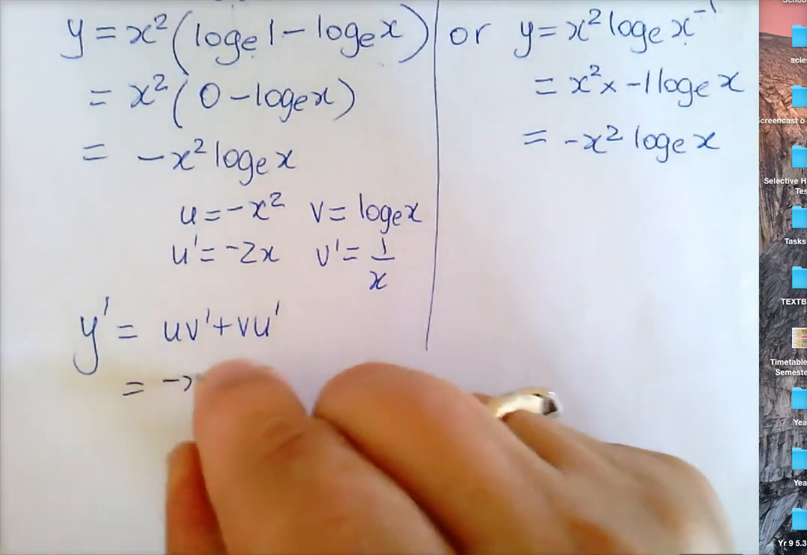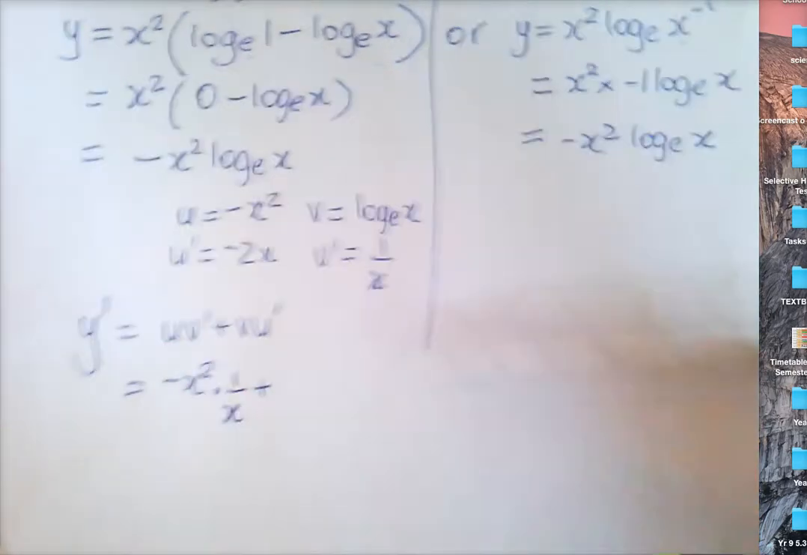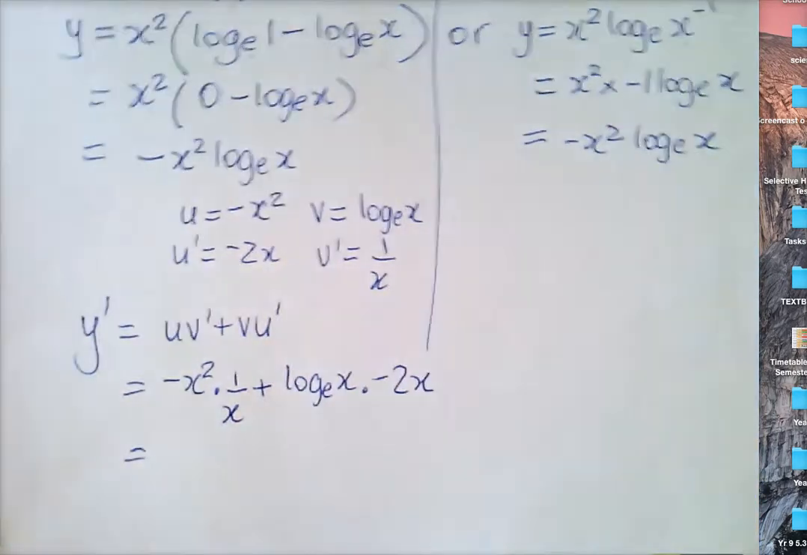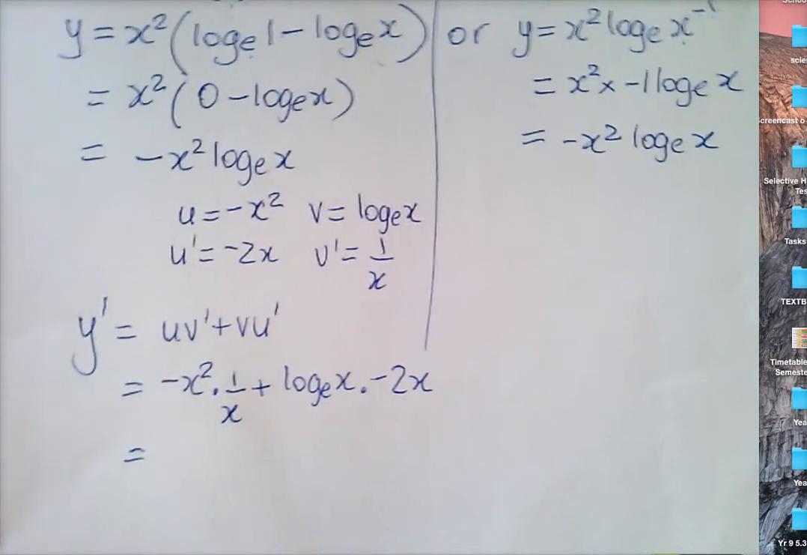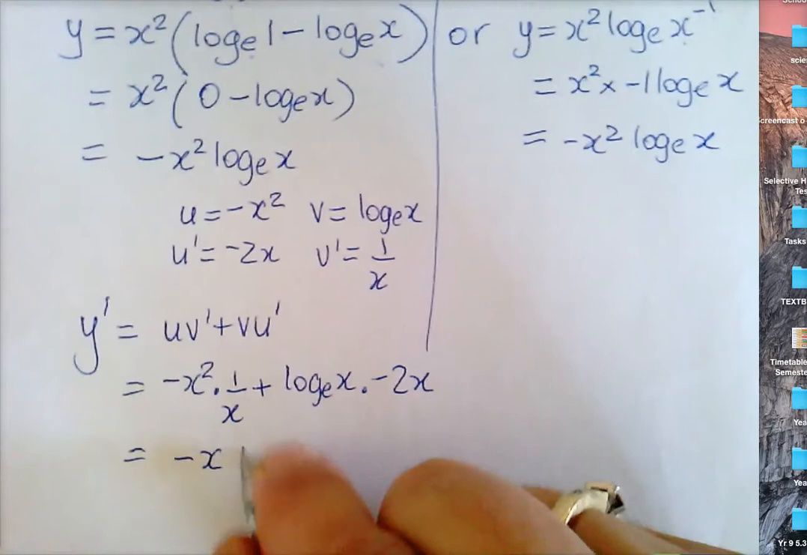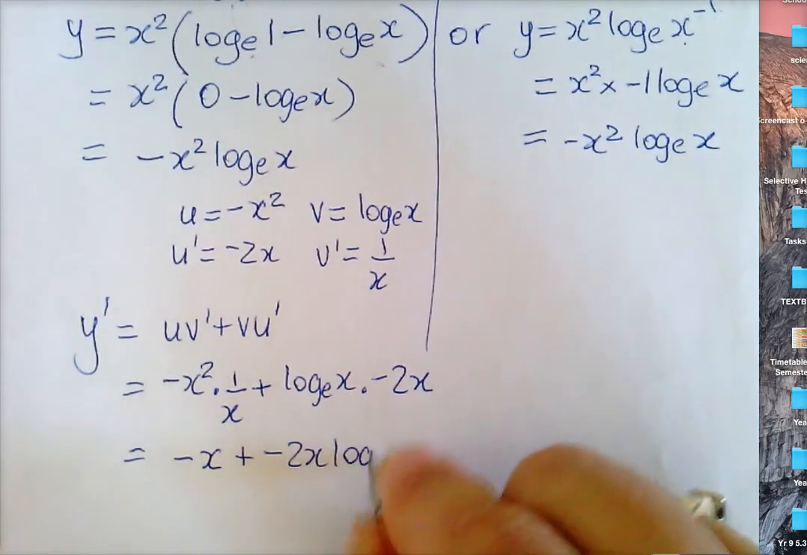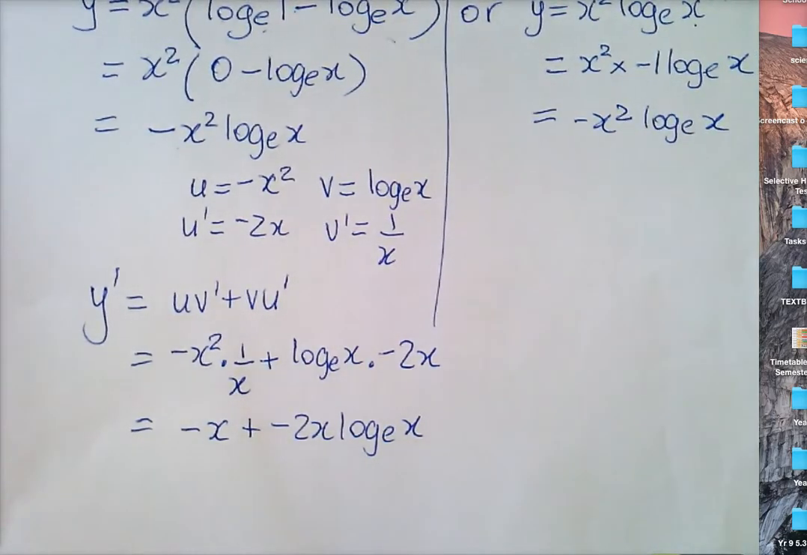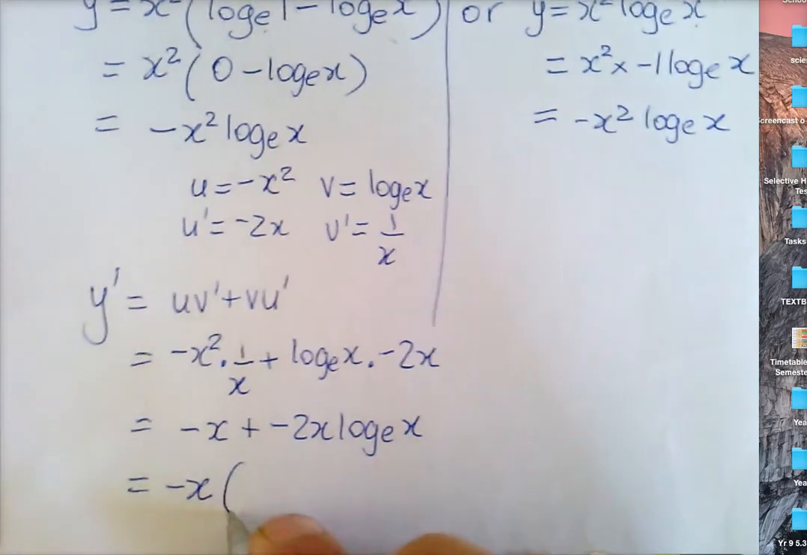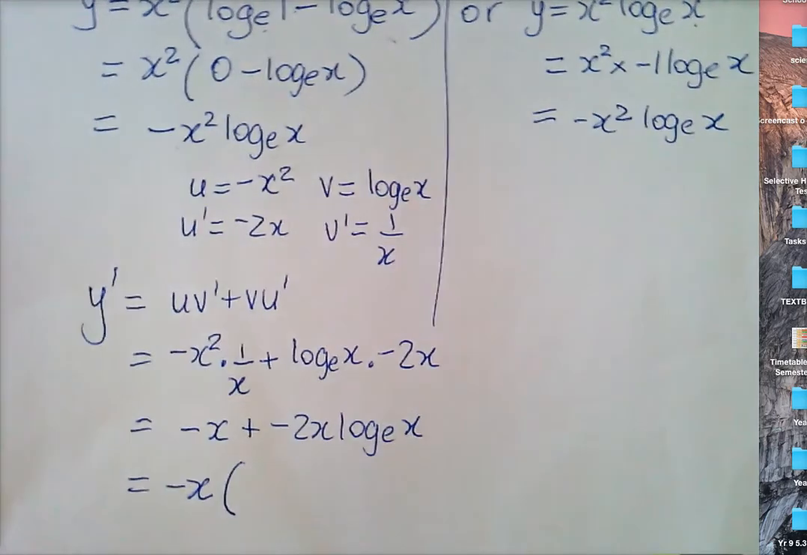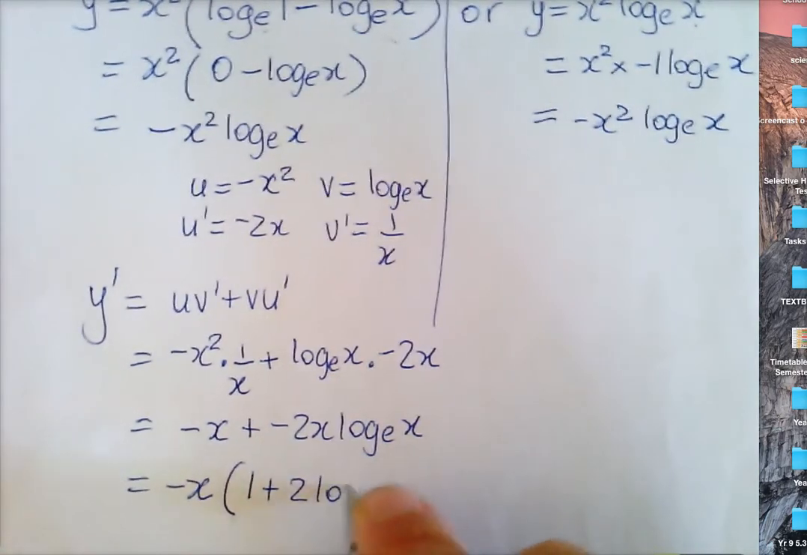U v dash plus v times u dash. I'd be simplifying. What's negative x squared times 1 on x? Negative x. You could pull out a negative x as a common factor. What would I do if negative x was a common factor? 1 plus 2 log to the base e of x.